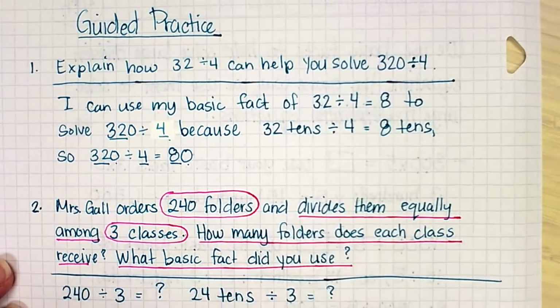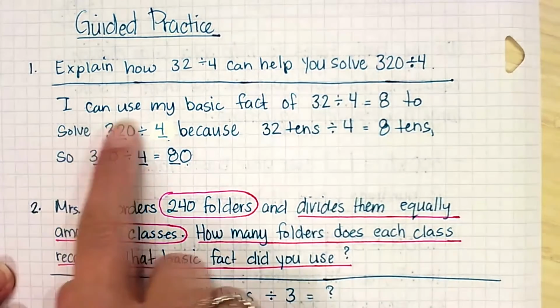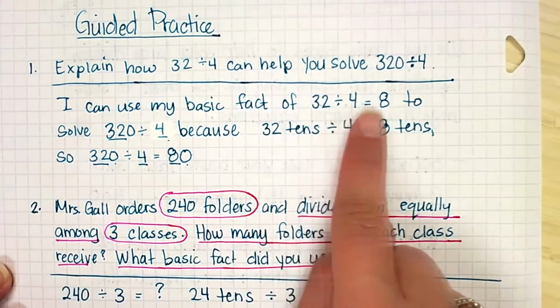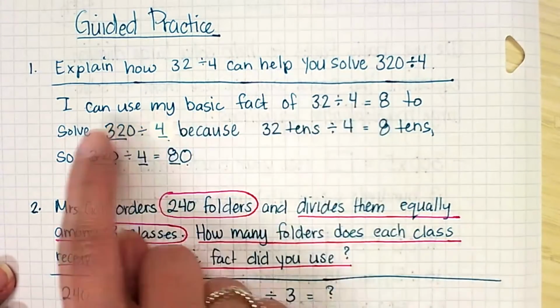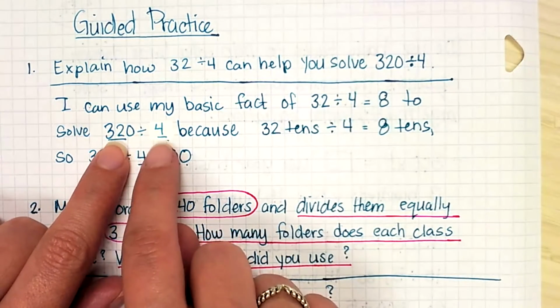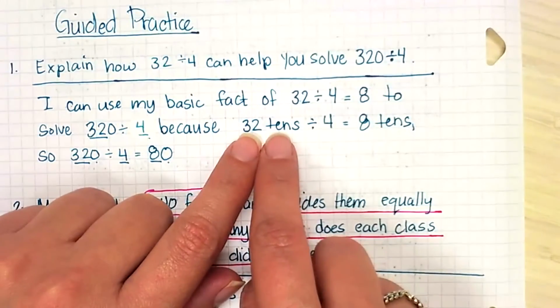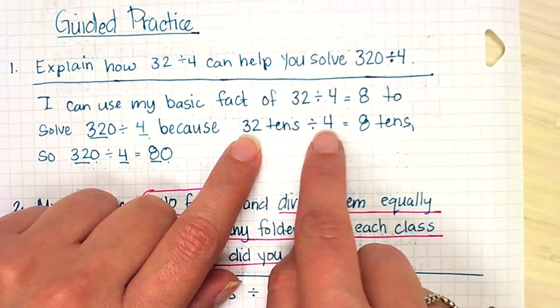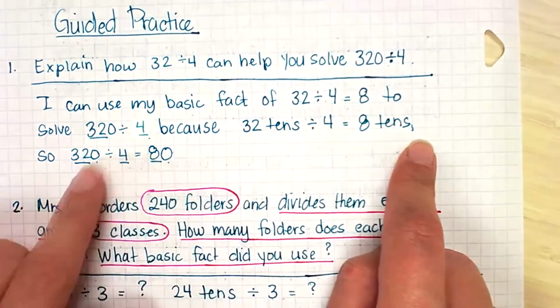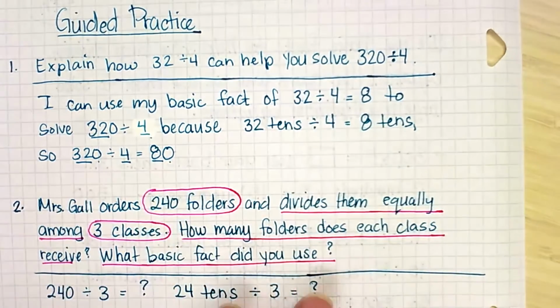So number 1 says, explain how 32 divided by 4 can help you solve 320 divided by 4. So I can use my basic fact of 32 divided by 4, which equals 8, to solve 320 divided by 4. So I dropped that 0. I did my basic fact, 32 divided by 4. And I wrote it out this way. 32 tens divided by 4 gave me 8 tens. So 320 divided by 4 gave me 80.